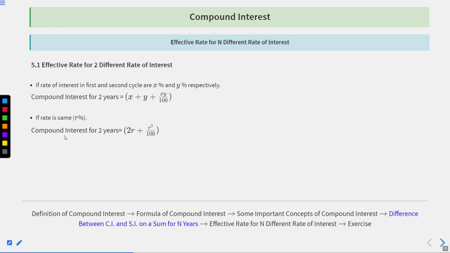Let us now see the fifth section, which is effective rate for n different rates of interest. In this section, the first thing we are going to see is effective rate for 2 different rates of interest. If the rates of interest in the first and second cycle are X% and Y% respectively, the compound interest for 2 years will be X plus Y plus XY upon 100. And if the rate is the same R%, the compound interest for 2 years is 2R plus R square upon 100.